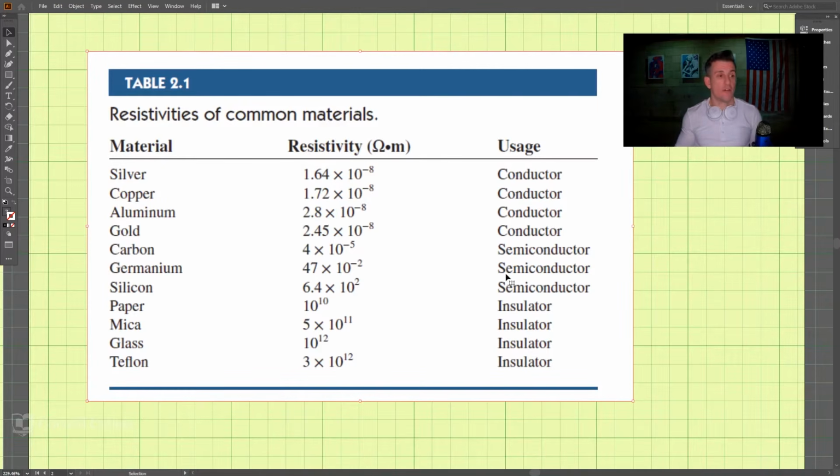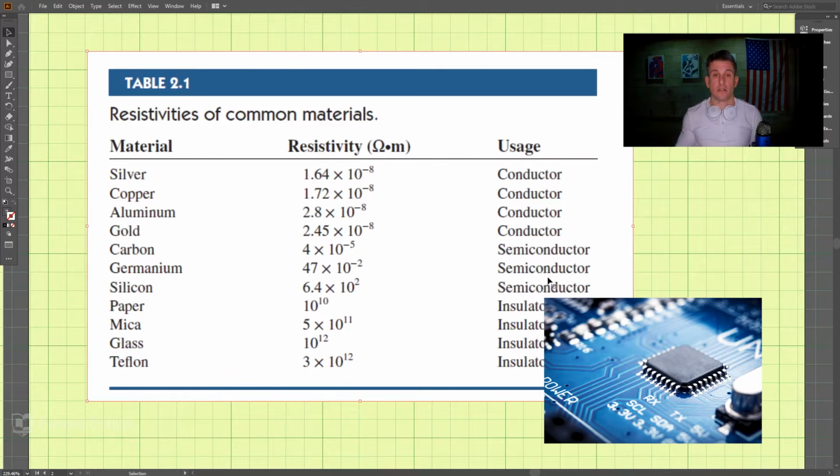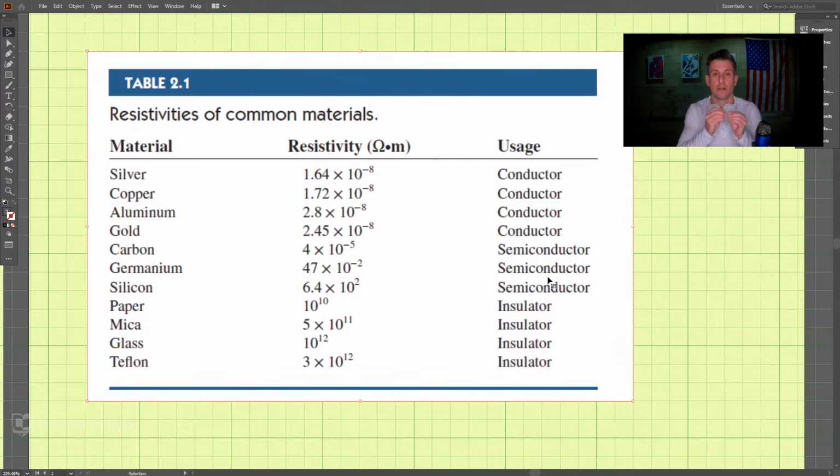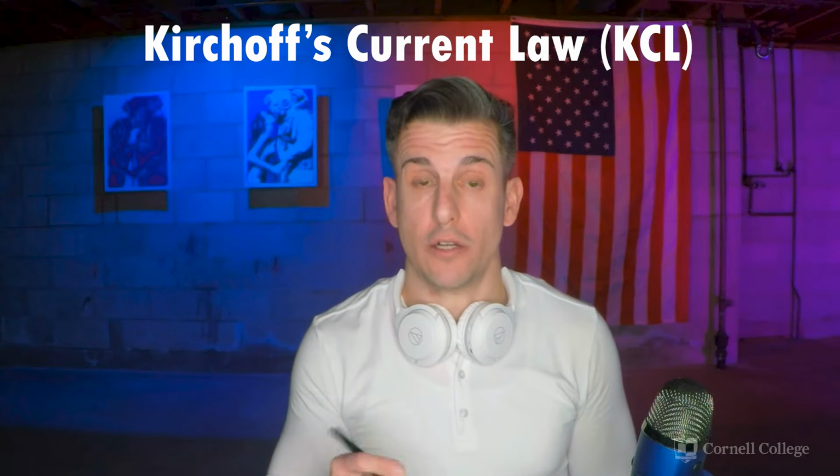materials for semiconductors. So depending on how we arrange these materials, we can get some very interesting properties out of these materials, which is a good thing when we're talking about computers, cell phones. All of those things use semiconductors. Let's start by talking about Kirchoff's current law.